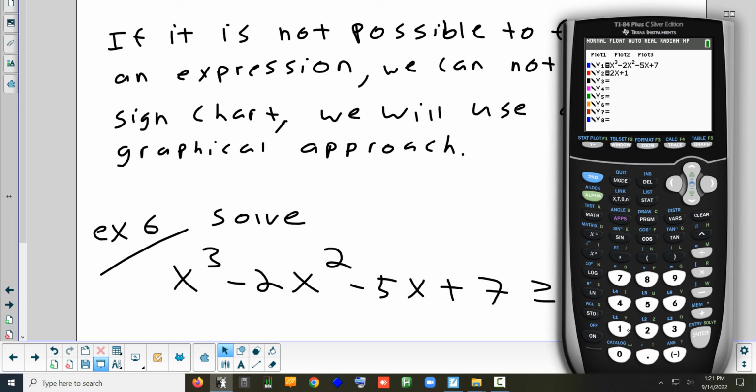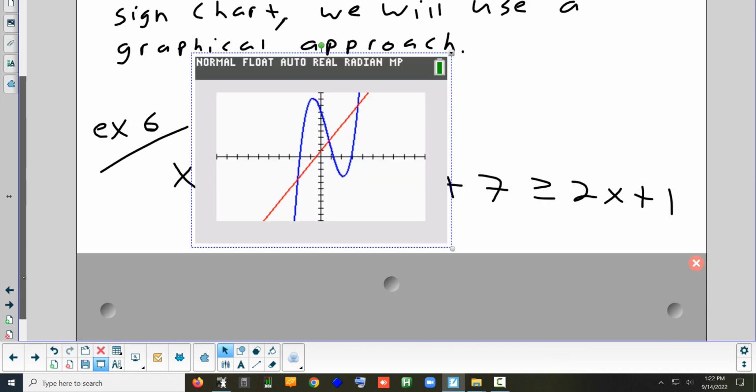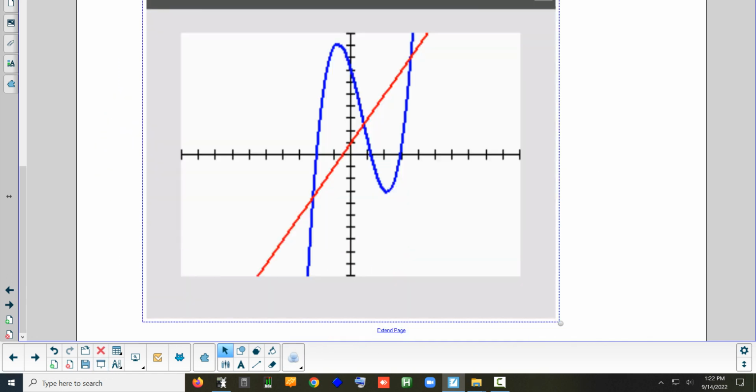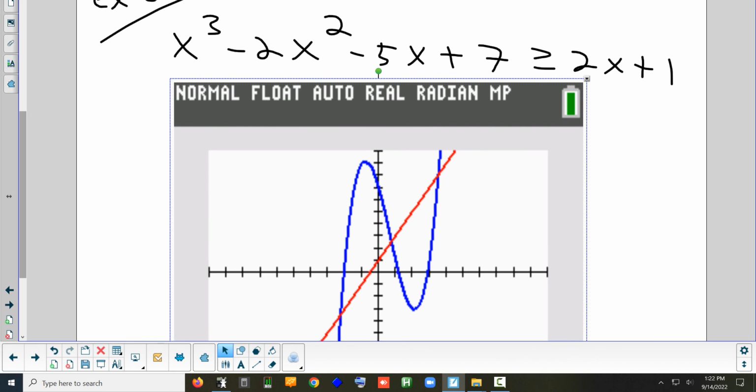I am looking for where the cubic is above the linear. I'm going to do zoom 6. There's my cubic. And I want to know where it's going to be above this red line. So let's look at that. When you describe this, how many intervals are we going to need to write the final answer for where the graph in blue is above the red?